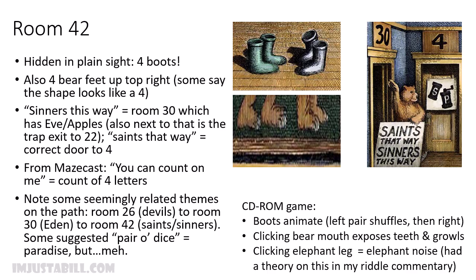Somebody from Mazecast, though, when they did a commentary in this room, pointed out that there's the line in the dialogue, you can count on me, and if you count the 4 letters, on me, O-N-M-E, you get the number 4 that way. I think that's a legitimate clue. And I've noticed there's some seemingly related themes on this part of the path, because we had room 26 with the devils, and then we went from there to room 30, and we had the Garden of Eden, and we're here in room 42 with these saints and sinners sign. Some have suggested that the pair of dice on one of the doors is paradise.